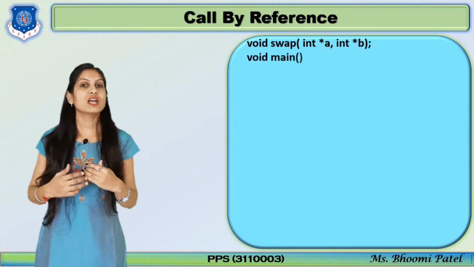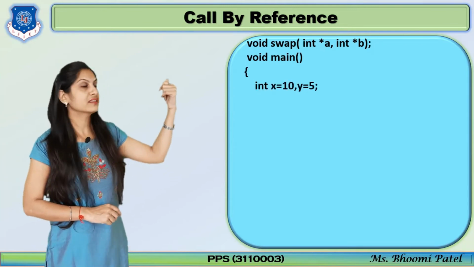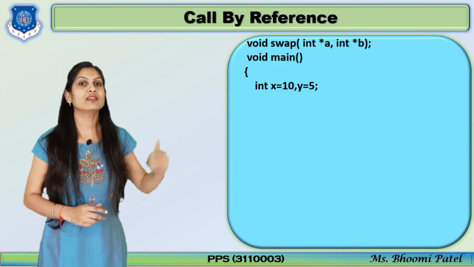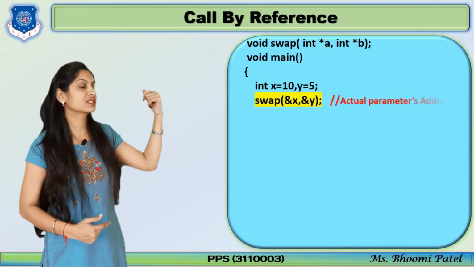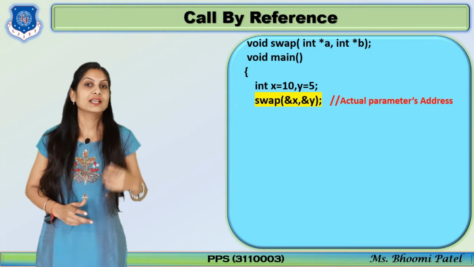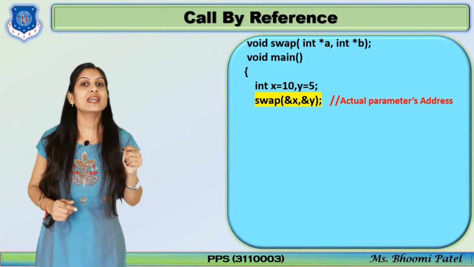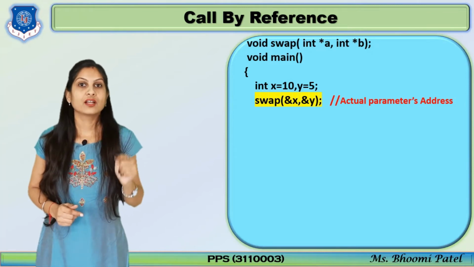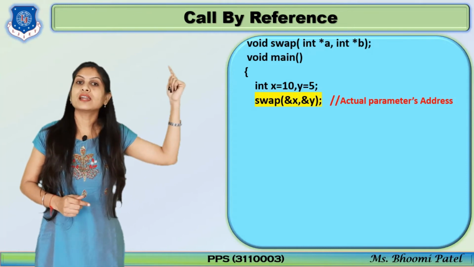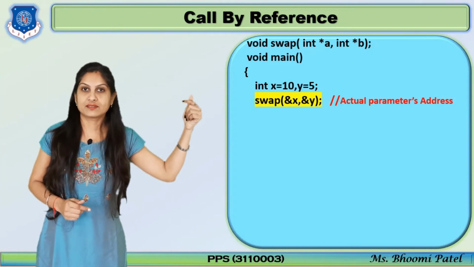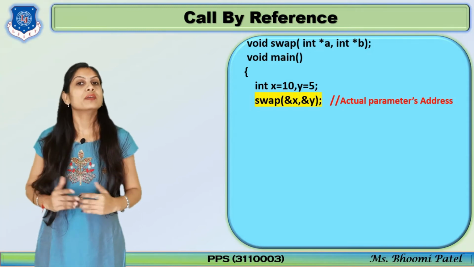Now in void main we have to write the function call. The same variables are there, int x equals 10, y equals 5, and in the function call the statement is swap(&x, &y). This ampersand is nothing but the address. So here we are passing what? The address of x. So our method name is call by address, but in the previous method we were writing just x.